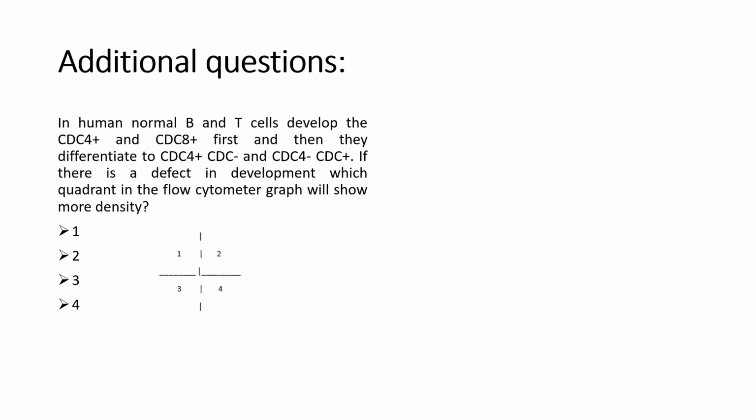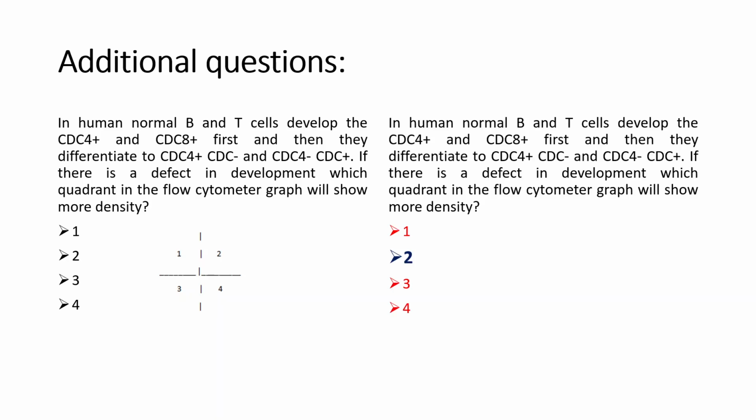So one of you is saying there should be option C. So let's see the right answer. The right answer is option 2. What we are trying to understand here is that the question says that initially, when the B and T cells develop, they express both these markers on their surfaces. That is, they express both the CD4 plus as well as the CD8 plus markers on their surface.